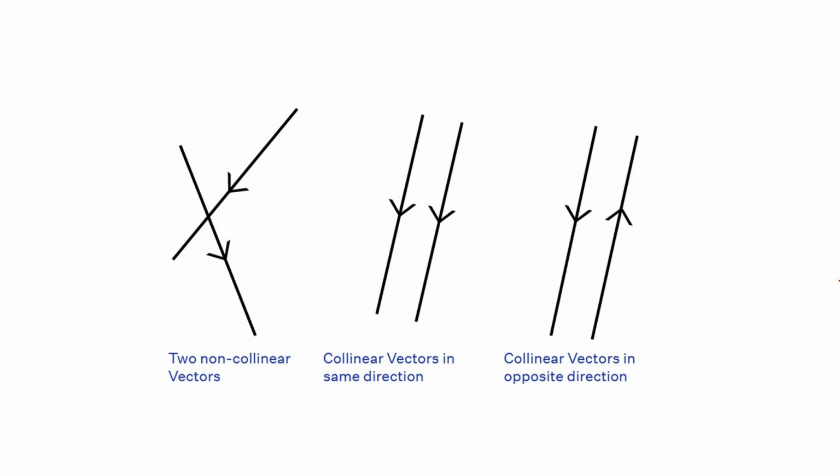Let's remember that collinear vectors are two non-zero vectors that lie on the same line or are parallel to each other, and the zero vector is collinear to any vector.